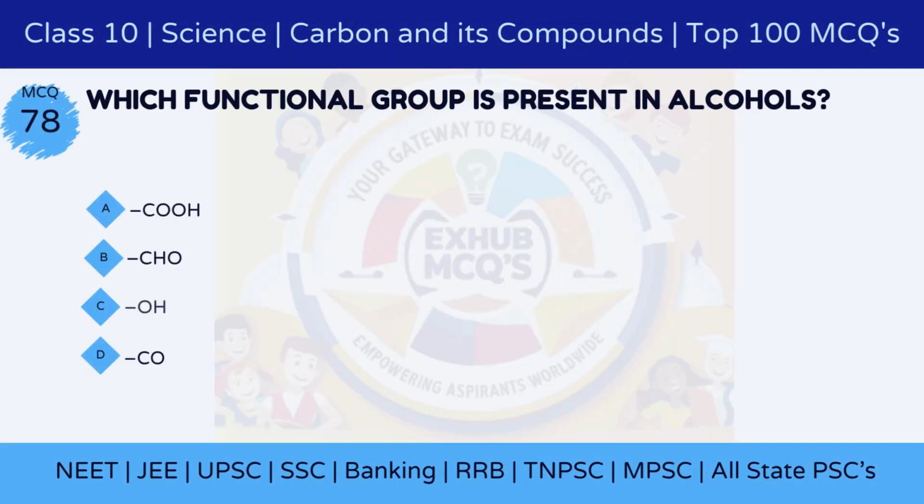MCQ 78. Which functional group is present in alcohols? Option A, COOH. Option B, CHO. Option C, OH. Option D, CO.